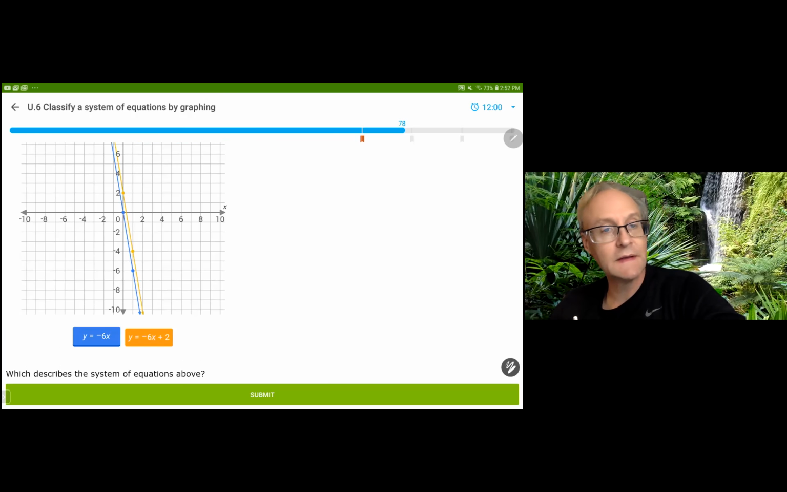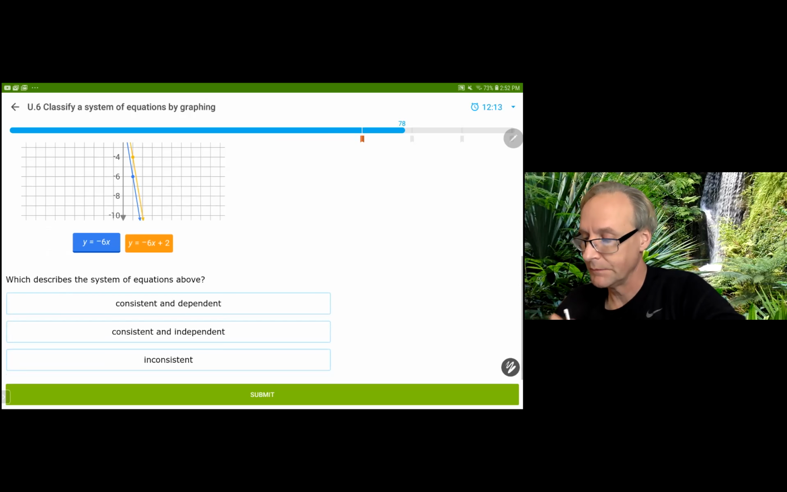A little hard to see that one, and a lot of people are going to look at those and say, oh, maybe they're on top of each other. They're not the same equation. Notice that they're 2 apart, so they are independent and inconsistent. Hard to tell, but they are parallel, of course. They have the same coefficient on the x, same slope, different intercept.